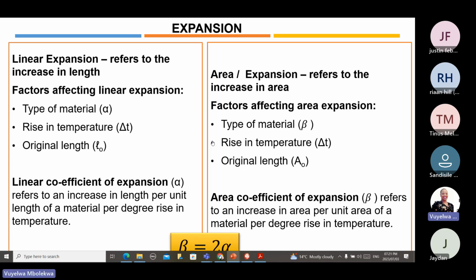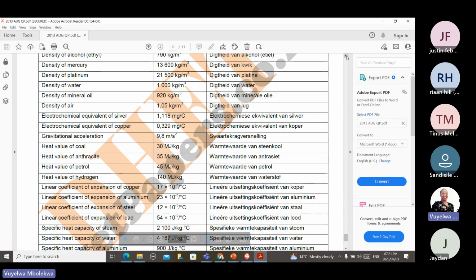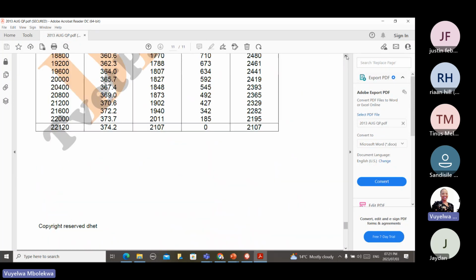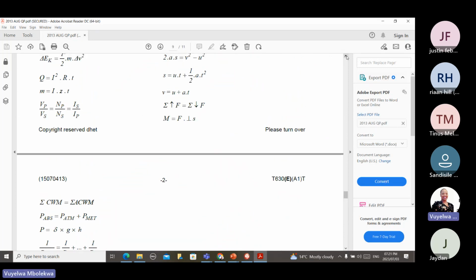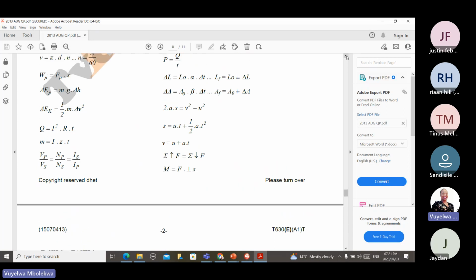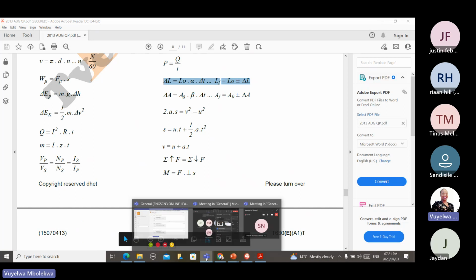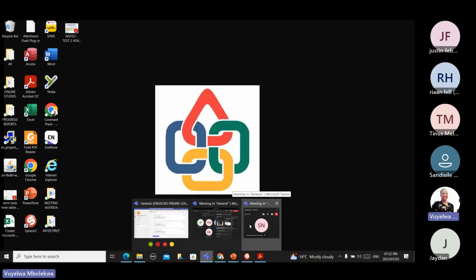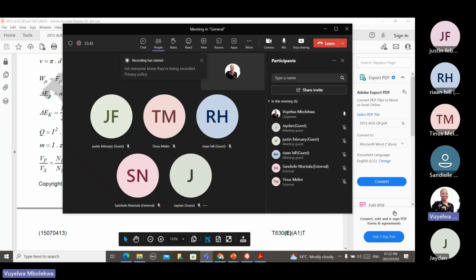Then with expansion, we covered linear expansion in N1 and N2. And these are the equations that we worked with in N1 and N2 for expansion. We had the equation to calculate the final length, and we had the equation to calculate the change in length, just those two. Now we are adding area expansion. So we worked with these in N2, because in N1 we didn't do any calculation.